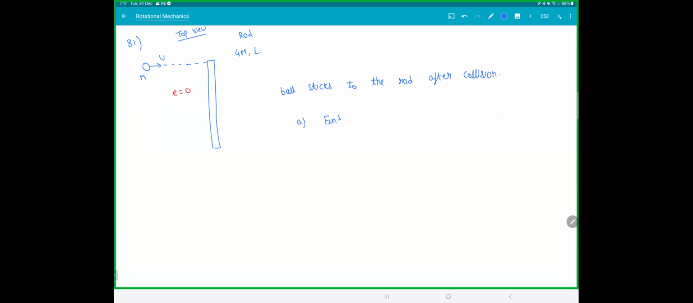Find the velocity of center of mass of rod plus ball. Find omega of the rod, or the system, after collision. Because it is sticking, they will go together. Find the velocity of center of mass of the rod. Be careful, A and C are different questions. Center of mass of the rod is different from center of mass of the system. Let's get this.